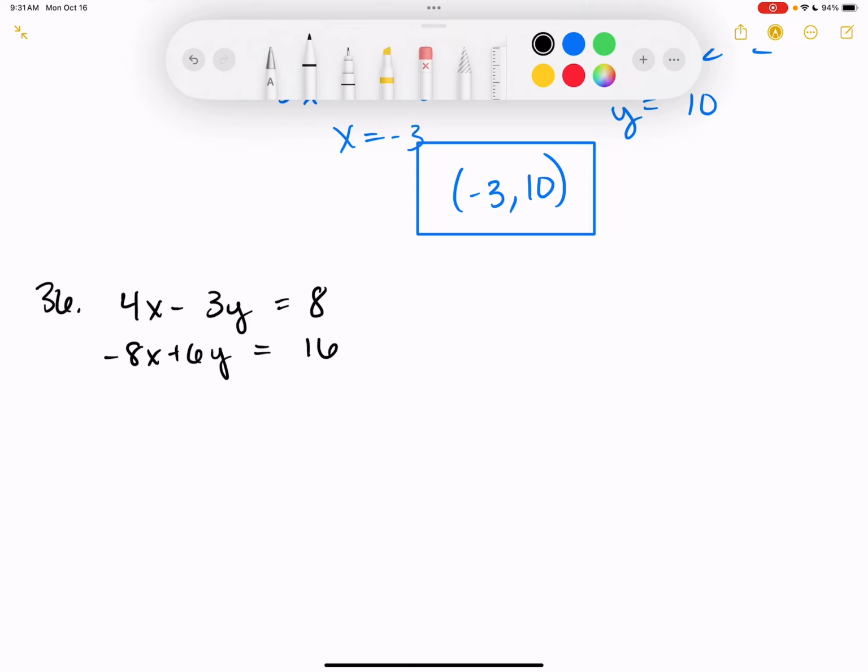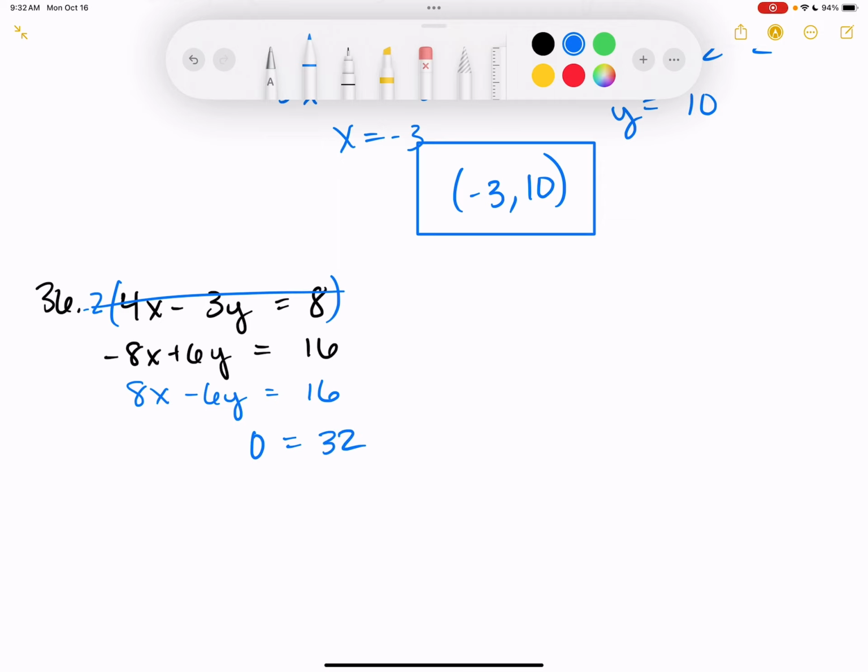Top by 2. I've already got opposite signs, so that works out. So now I'm going to keep the bottom equation. So 8x minus 6y equals 16. So the top equation's now gone. So then negative 8x plus 8x, that's 0. 6y minus 6y, that's also 0, is equal to 16, and 16 is 32.